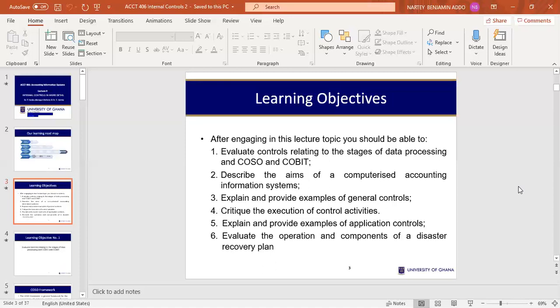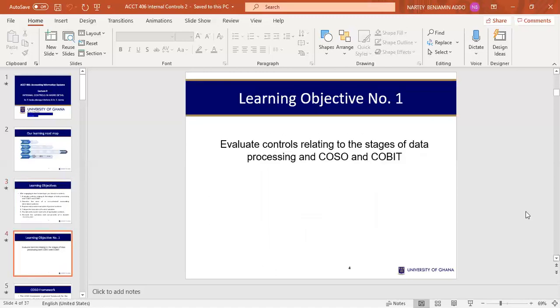So we know that we don't expect disasters to occur, but we have some kinds of disasters that we will find very difficult. We don't have control over them. So how do you plan for such occurrences of disasters? Okay. So in our first objective, we have to evaluate controls relating to the stages of data processing.